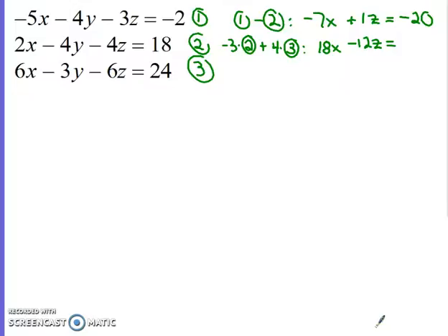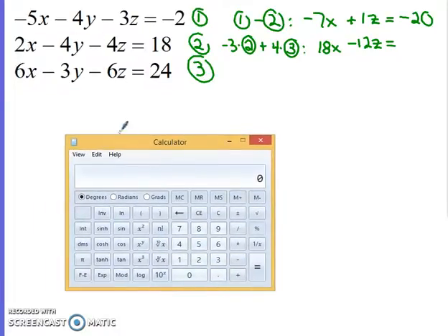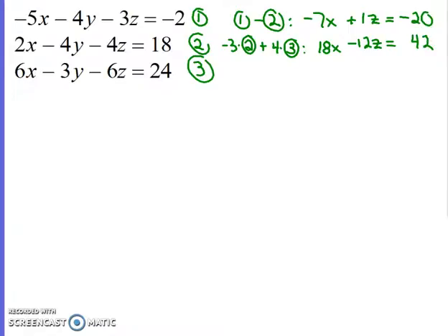Okay? And then, oh great. Grab a calculator for this one. Okay. So I'm doing 18 times negative 3. Negative 54 plus 4 of these. 42. Okay, so now I've got this system right here that I could solve for x and z.